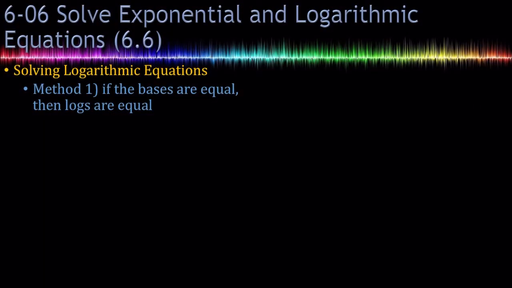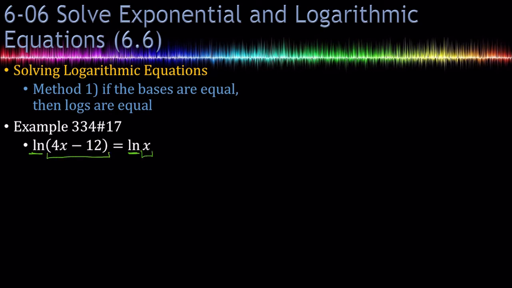To solve logarithmic equations, there's two methods again, like there were for exponential, and they're essentially the same thing. The first one is if you have the same log on both sides, so like on number 17 here, I have the same logarithm on both sides, then the stuff inside the logarithm must be the same. Again, this is the one-to-one property. It's not that the logarithms cancel out, we just notice that, oh, hey, they're the same. So the stuff inside the logarithm must be the same.